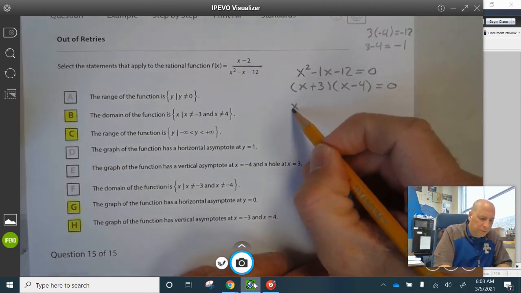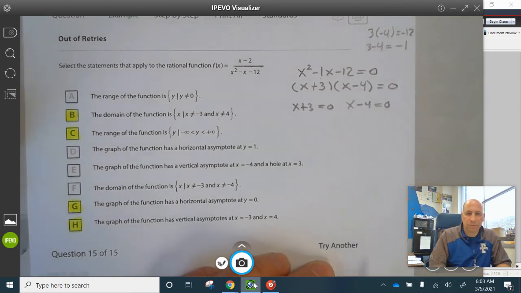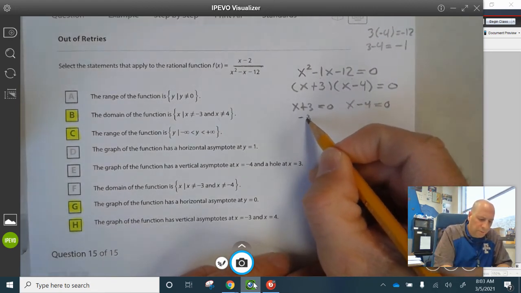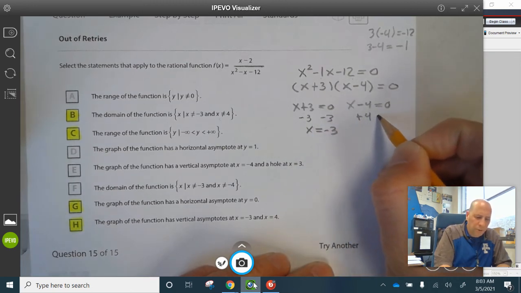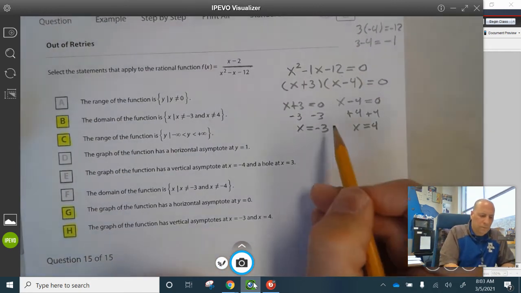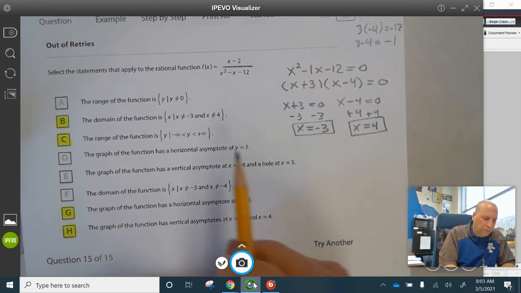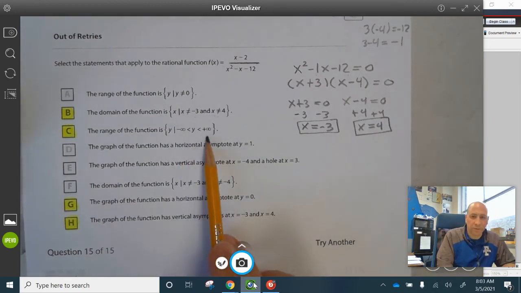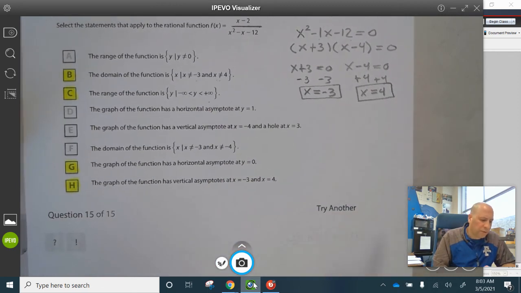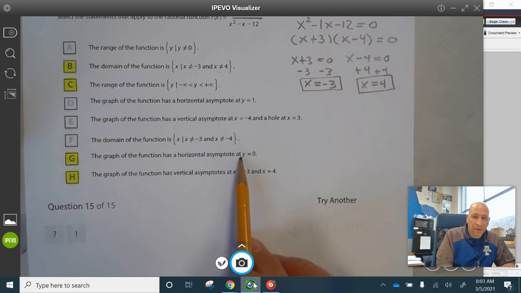So we set x plus 3 equal to 0, x minus 4 equal to 0. Subtract 3 from both sides, x equals -3. Add 4 to both sides, x equals 4. That's where we get the -3 and 4. The range is from negative infinity to positive infinity. The graph of the function has a horizontal asymptote at y equals 0. And we find that by dividing.